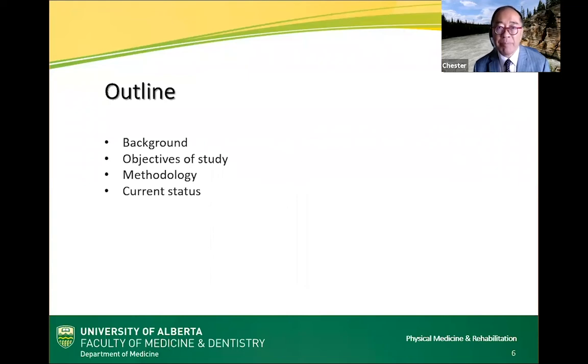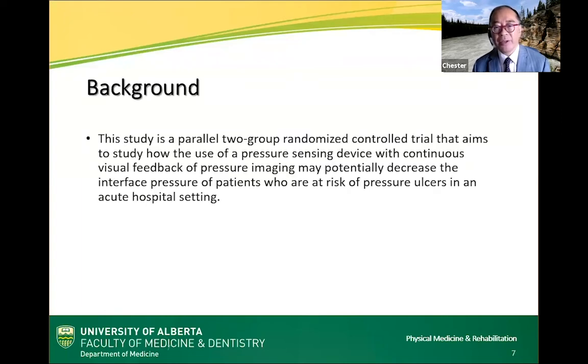I'm going to go through the background, the objectives of the study, the methodology, and also the current status of this study with you today. Basically, our study is a parallel two-group randomized controlled trial that aims to study how the use of a pressure sensing device with continuous visual feedback of pressure mapping may potentially decrease the interface pressure of patients who are at risk of pressure ulcers in an acute hospital setting.